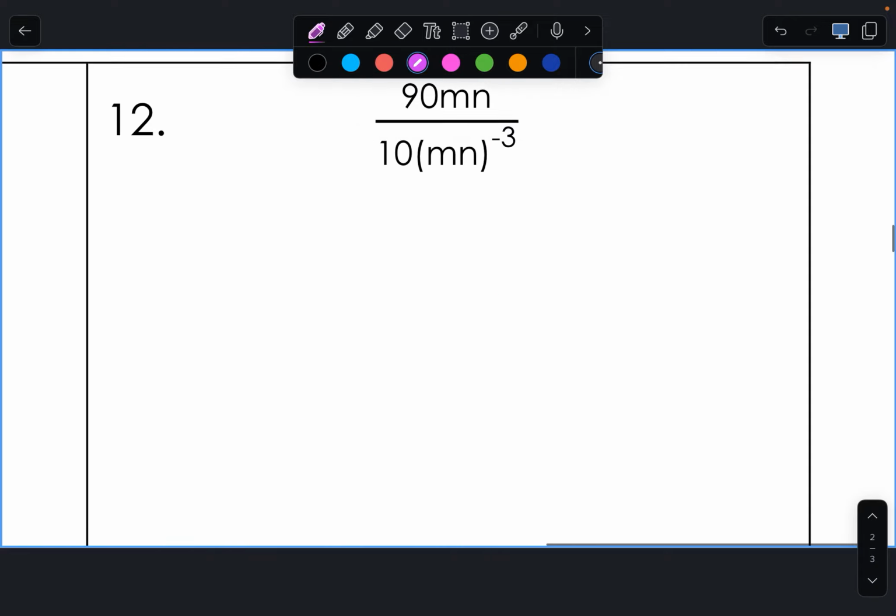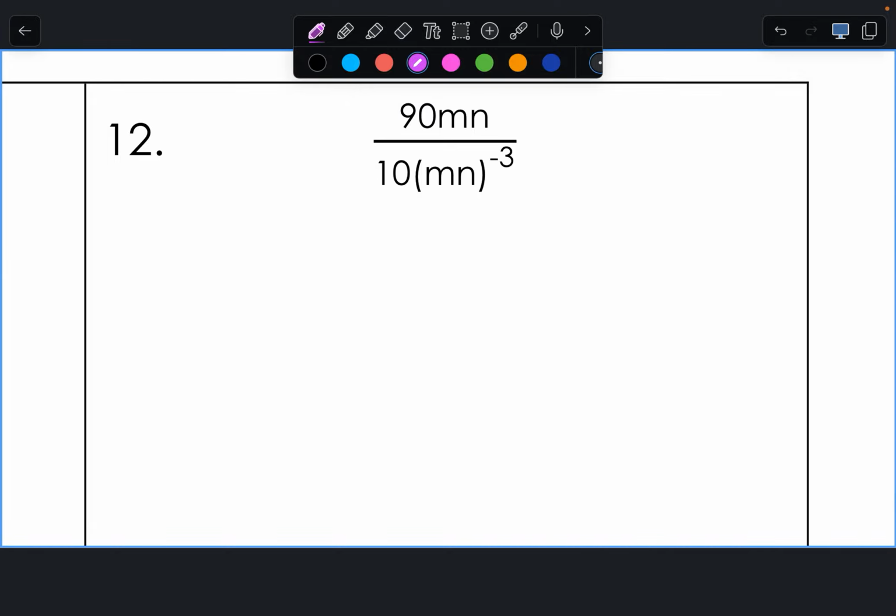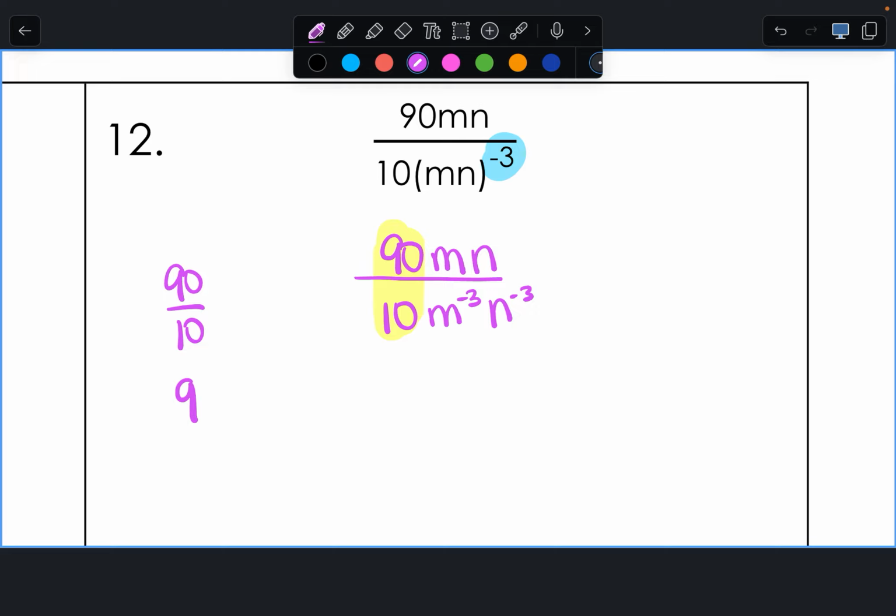All right. Number 12. We have parentheses, so the first thing you need to take care of is what? Distribute. All right, 90 mn stays the same. The 10 stays the same. The -3 only applies to what? The m and the n. So we get m to the -3, n to the -3. Distribute first. Now we can group. 90 over 10 gives us 9.